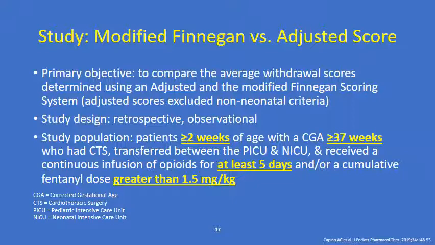And so this was a retrospective observational study. The study population was patients needing to be at least 2 weeks of age, so we could use essentially that WAT1 scoring system, with a corrected gestational age of at least 37 weeks, who had cardiothoracic surgery and were transferred between the PICU and the NICU, and received a continuous infusion of opioids for at least 5 days and had a cumulative dose of at least 1.5 milligrams per kilogram.